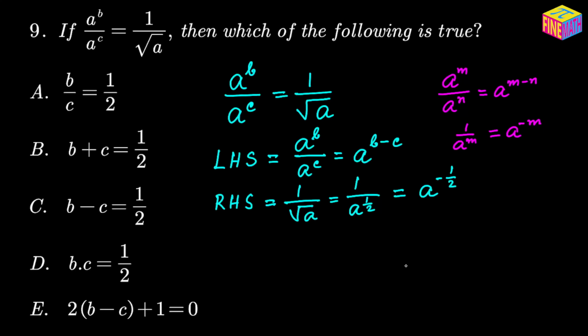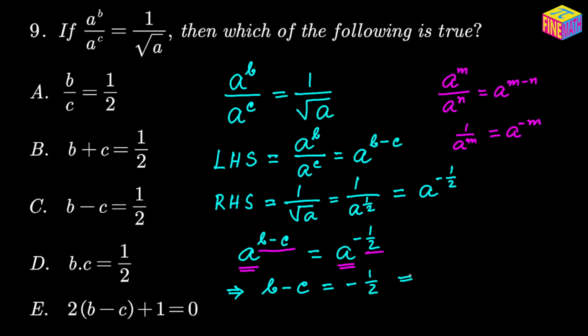So now if you compare both the left hand side and right hand side, a to the power b minus c must be equal to a to the power negative 1 half. And now you see that we have the same base on both sides. So now we are going to use the concept of exponential equation, and from there we can say that the exponent on the left hand side and the exponent on the right hand side must be equal. So b minus c is equal to negative 1 half.